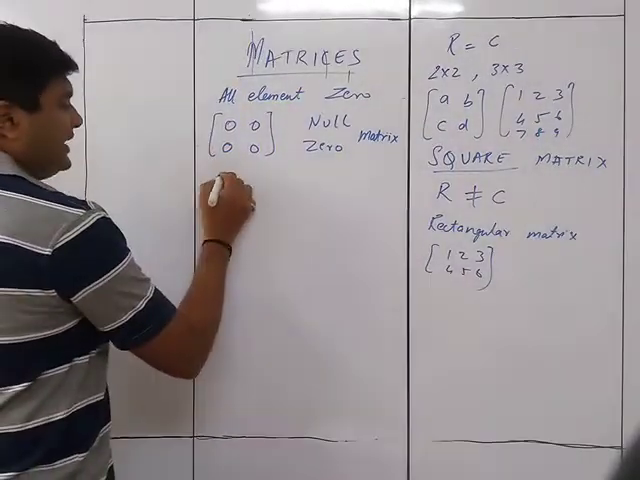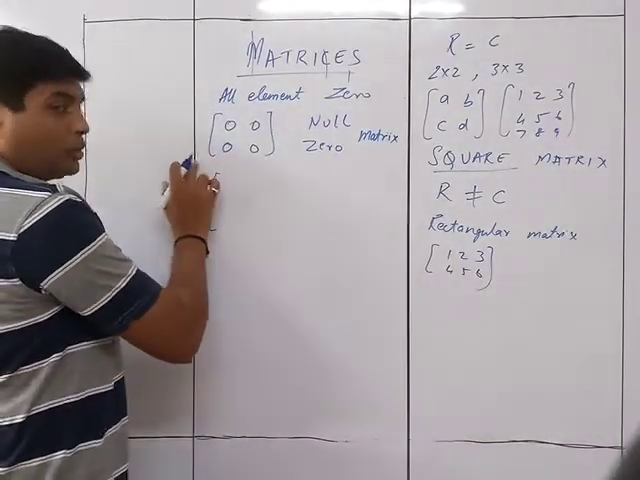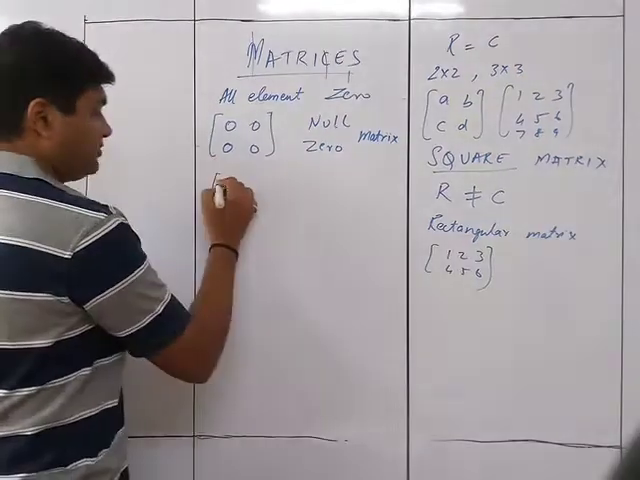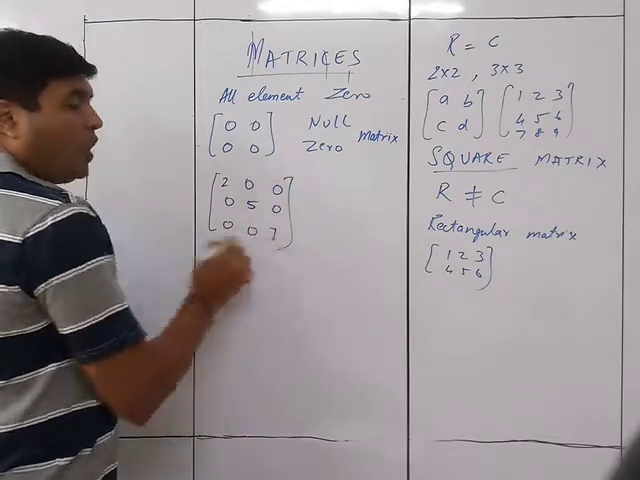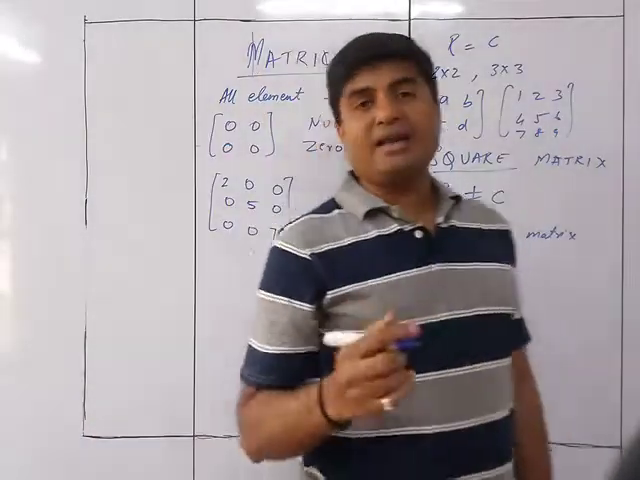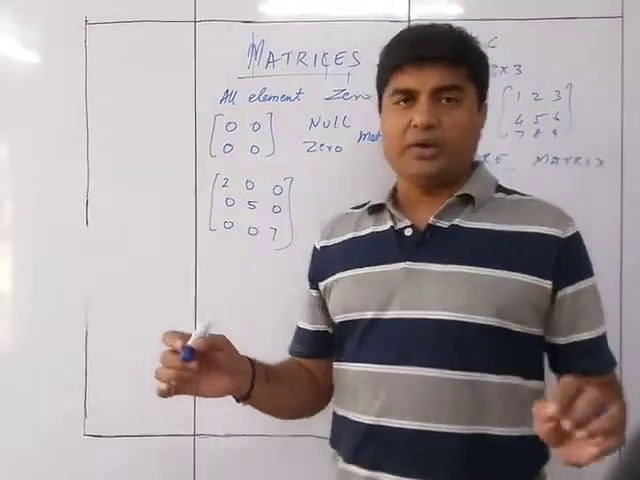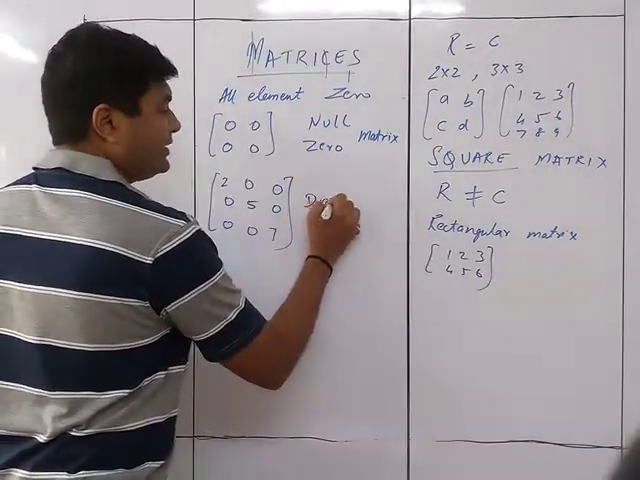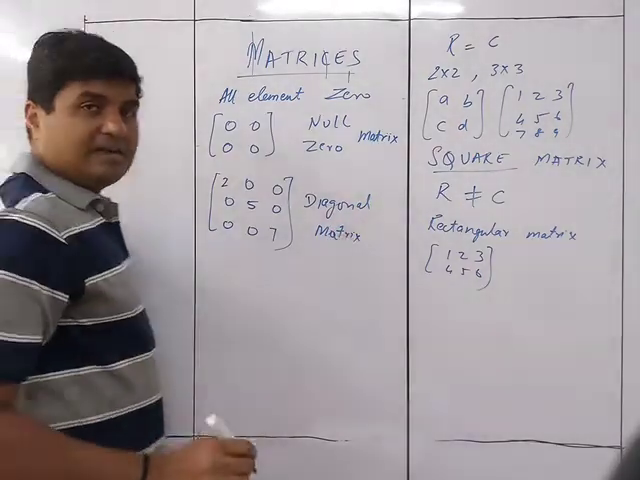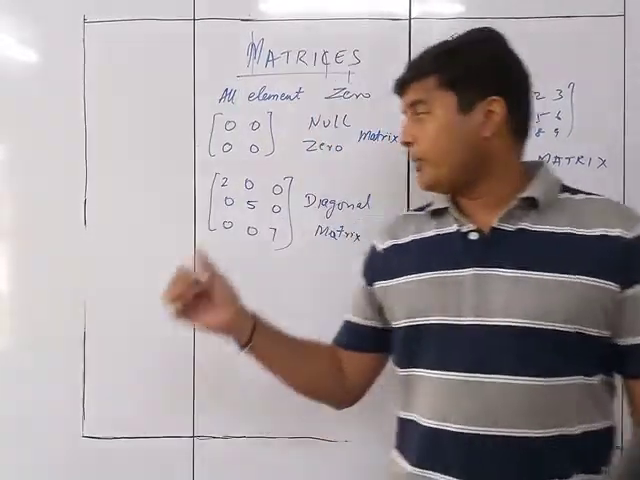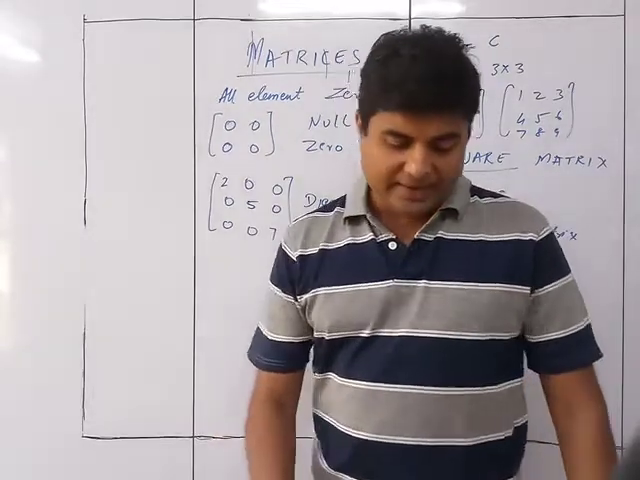Now if it is such that the elements are there but these elements are only in a diagonal form from top left to bottom right, that is, it is 2, 5 and 7, and everything else is 0, 0, 0. All other elements are 0 but only the diagonal elements, from the top left to the bottom right, are some numbers or some value, then this is called a diagonal matrix. A diagonal matrix will be the one which has got elements only from top left to bottom right and all others are 0. Okay, so that is a diagonal matrix.